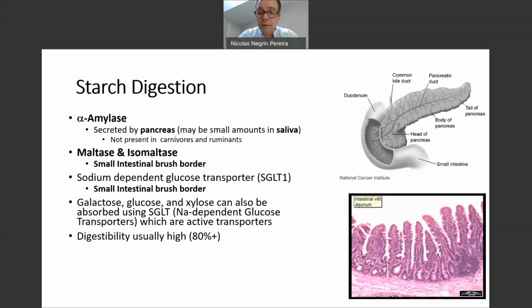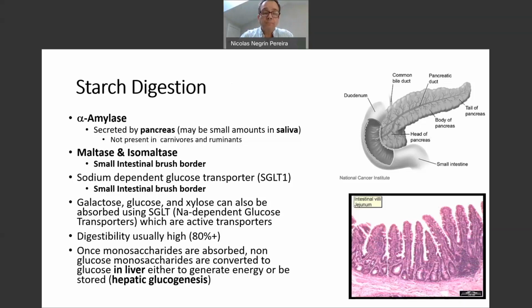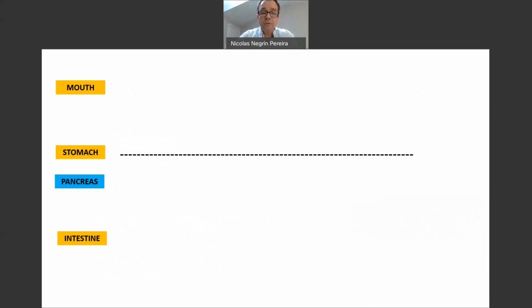We are talking about 80% is going to be digested, so it's not really a problem. So once the monosaccharides are absorbed, those that are not glucose are going to be converted in the liver into glucose in a process called hepatic glucogenesis, and these glucose molecules will readily be used to produce energy by complete oxidation, a process we already saw and mentioned many times, or can be stored in the liver and the muscle as glycogen to use later.